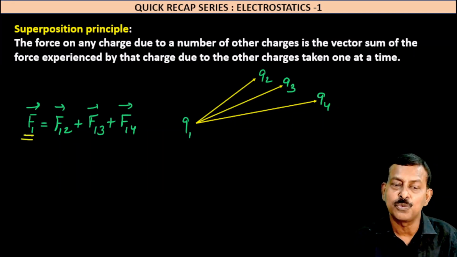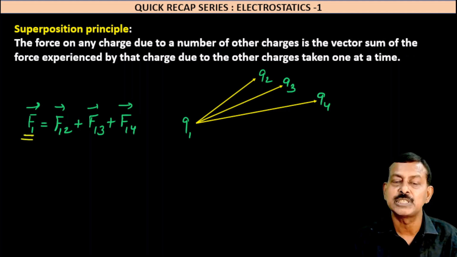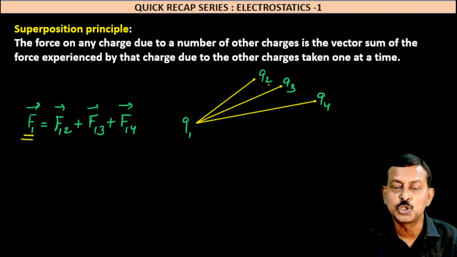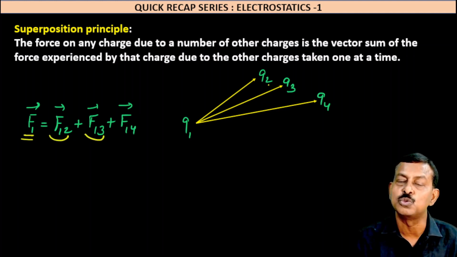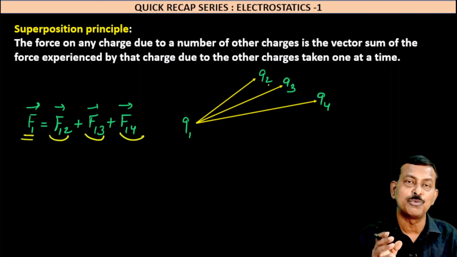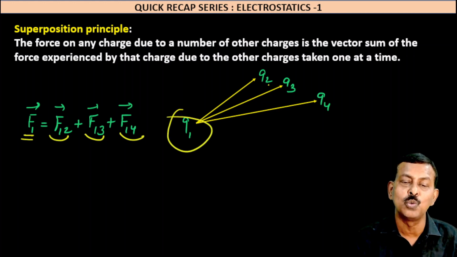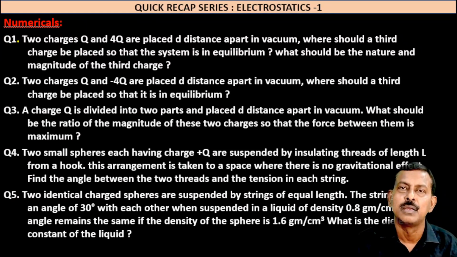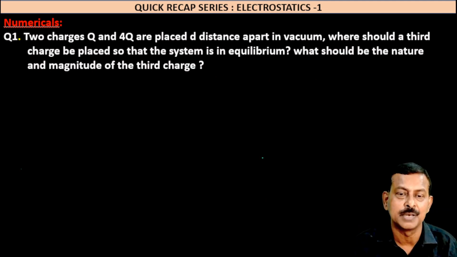And what will this force be? It is the vector sum of the force experienced by Q1 due to Q2, which we have written as F12 vector, the force experienced by Q1 due to Q3, plus the force experienced by Q1 due to Q4. So F1 vector equals F12 vector plus F13 vector plus F14 vector. That means it will be the vector sum of the forces experienced by the charge Q1 due to the individual charges. Now let's take a few numericals based on the topics which we have discussed so far. So let's take the questions one by one.